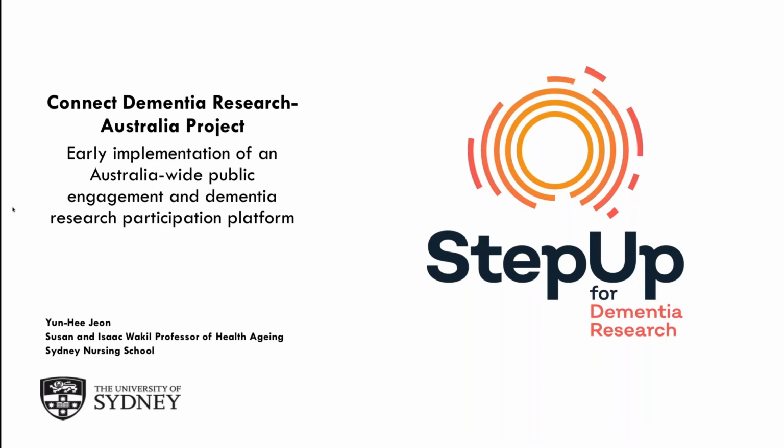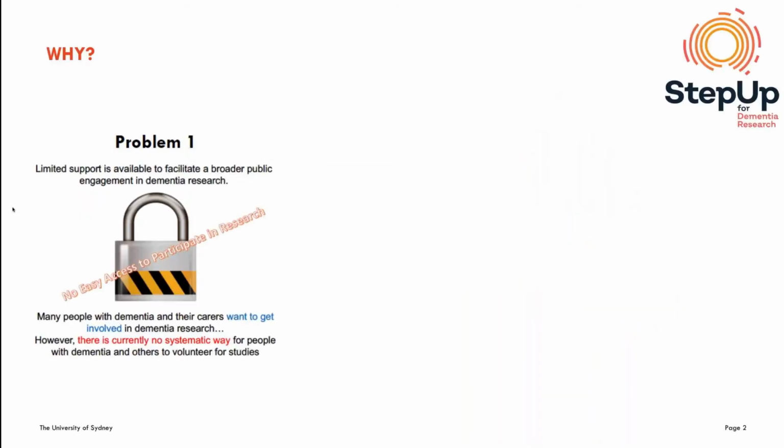When I heard about Join Dementia Research, I was fascinated by the way they've gone about the problems with recruitment, and also people in the community who don't know anything about how they could participate in any form of research. As you have heard, there is limited support available to facilitate broader public engagement in dementia research. Many people with dementia and their carers want to get involved, but there's no systematic way for people with dementia and others to volunteer for studies.